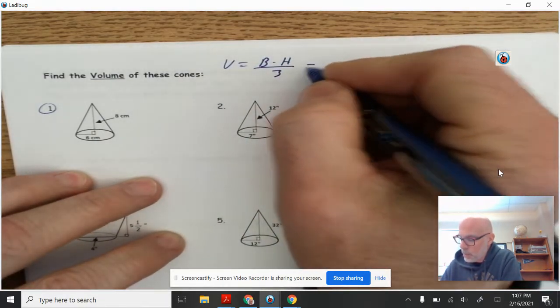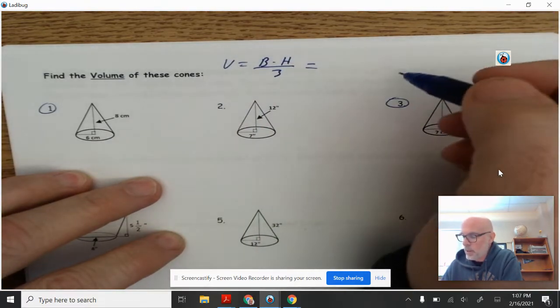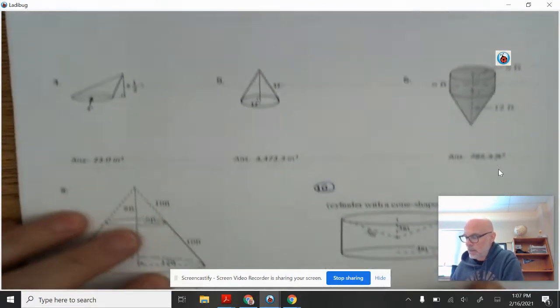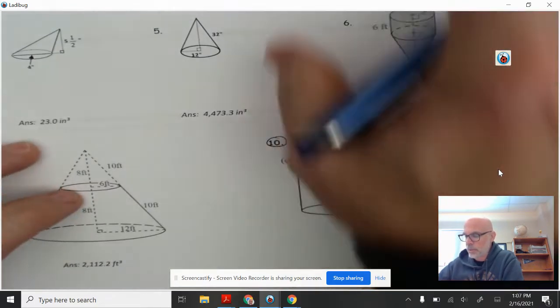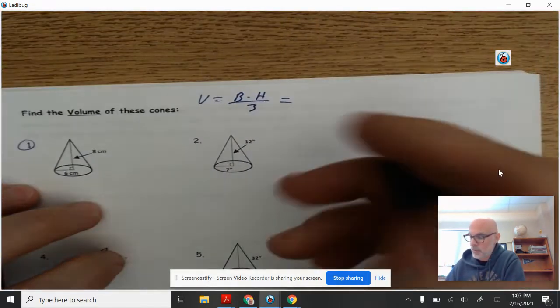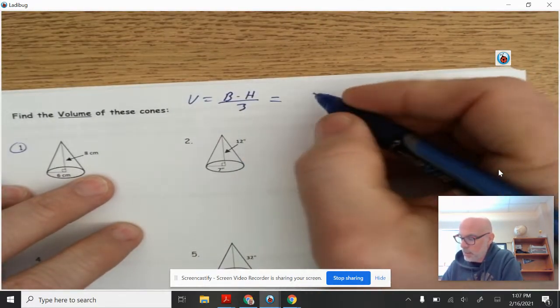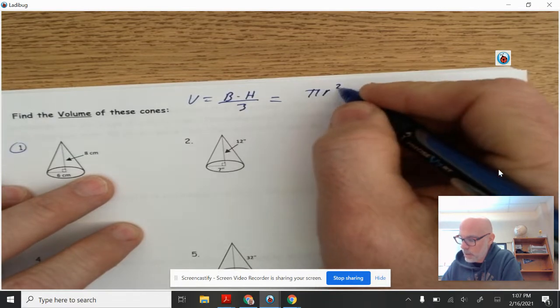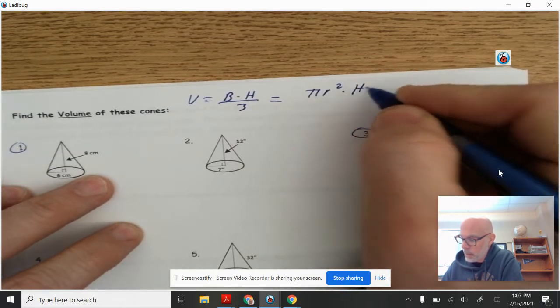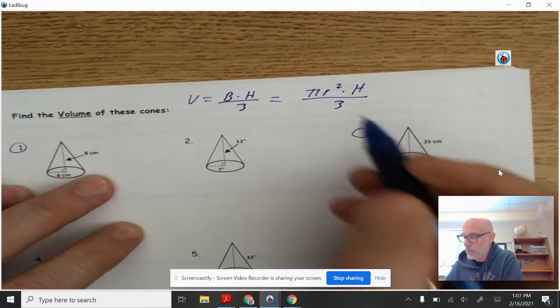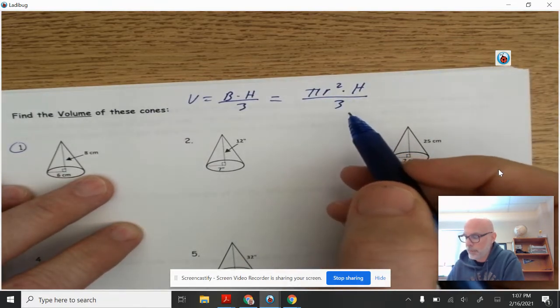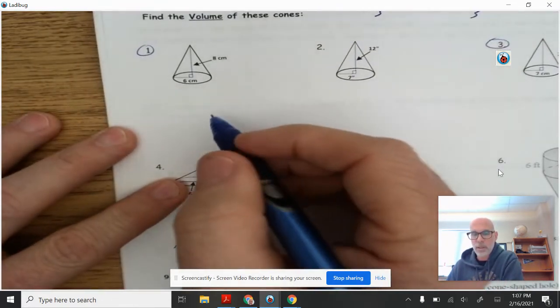If we wanted to get more specific on this formula, all of the shapes of the base are going to be circles. So we can say that big B right here is going to be pi r squared. And then I'm still going to multiply by the height and divide it by 3. So if you wanted to remember it that way, you can. But it's really easy to use.